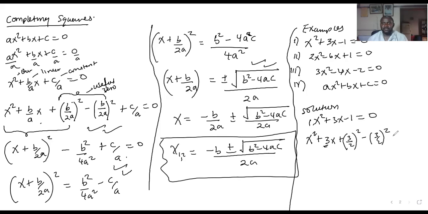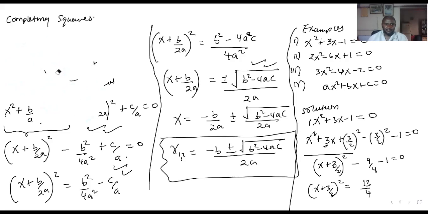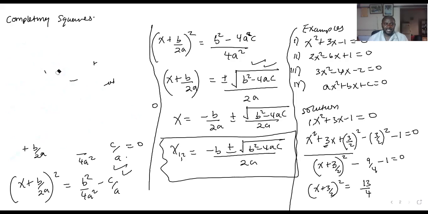We are using the method of completing what? Squares. But the whole of this part becomes an expansion of x plus 3 over 2 squared minus 9 over 4 minus 1 is 0. You will get x plus 3 over 2 squared is equal to 13 over 4. Then we can go ahead and make x the subject to get the answers.